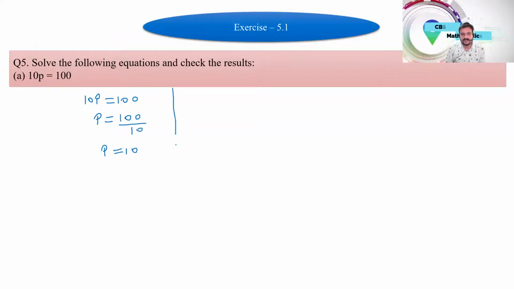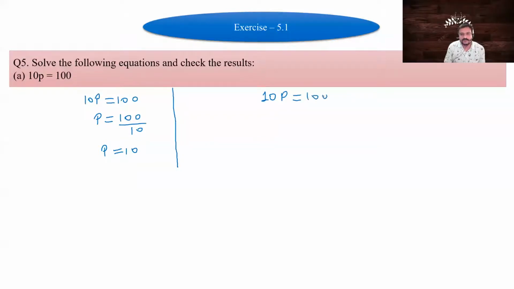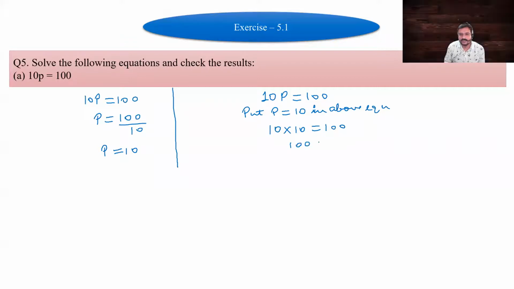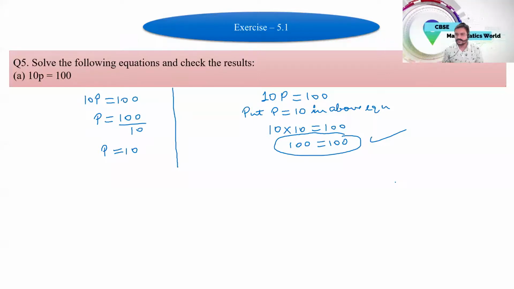How will we check the result now? Sir, we will put 10 in the value of p. First, we will write the equation 10p is equal to 100. Then we will put p is equal to 10 in the above equation. So 10 multiplied by 10 is equal to 100. So 100 is equal to 100. We are getting that, which means we have checked our result. Okay. Next, we will try the next one.